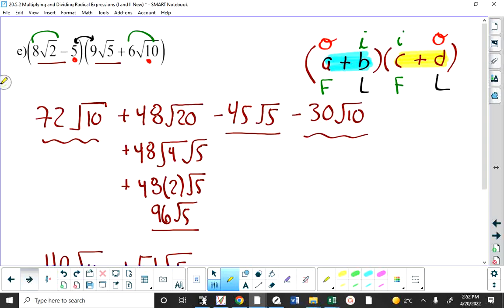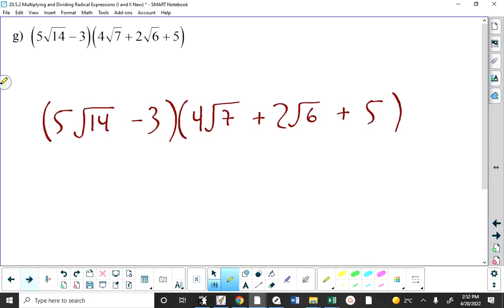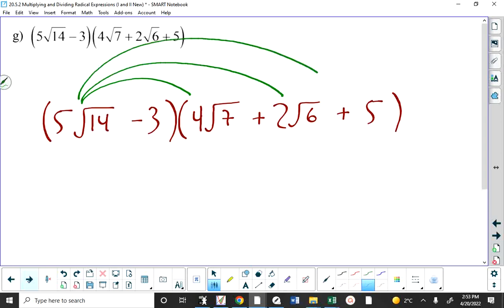Everybody in one of the polynomials gets multiplied by everybody in the other polynomial. So in this case you need to multiply these two, these two, these two, these two, these two, and these two. We have to multiply everything in the second polynomial by 5 root 14, and everybody in the second by negative 3. And it's a matter of being organized here.